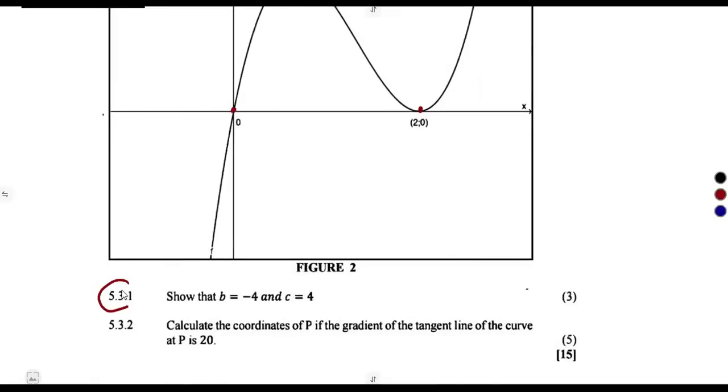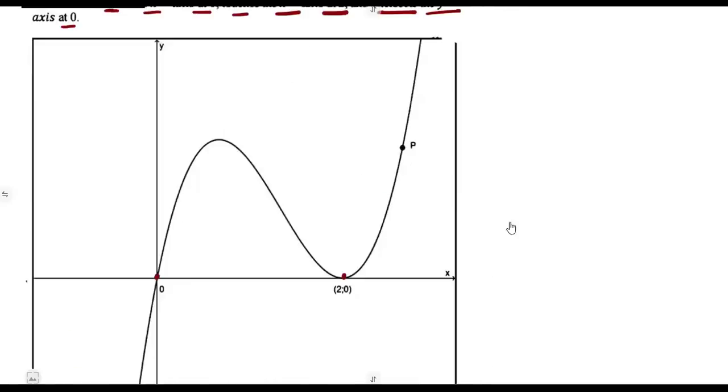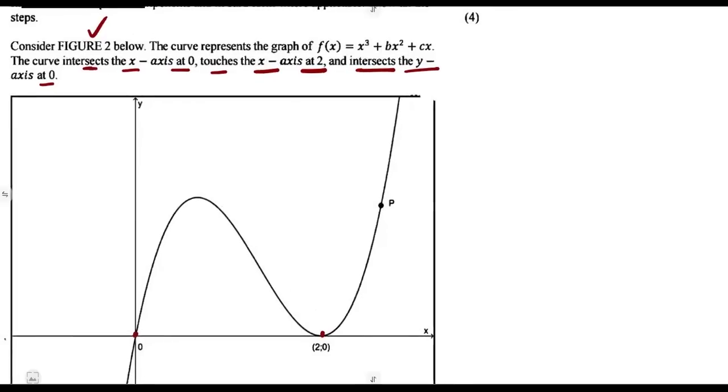All right, so let's figure out what they are saying. 5.3.1, show that b is minus 4, c is 4. How can we show that? How can we show this from what we are given? All right, take note that this is a cubic function and we are given its function here. That's 5.3, where f of x is given as x cubed plus bx squared plus cx, like this. This is your f of x.